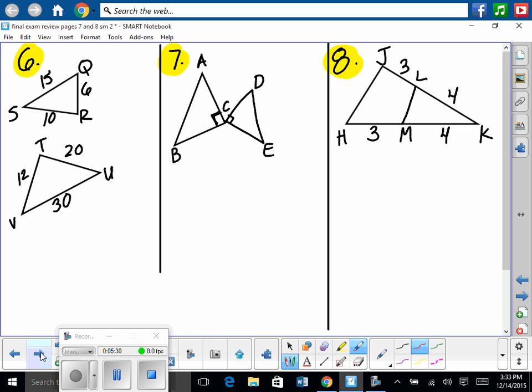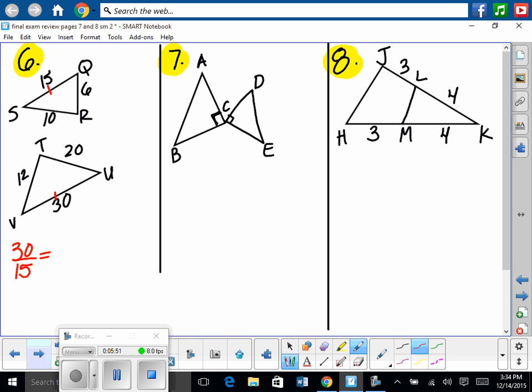Okay, in these we're supposed to state if the triangles are congruent, and if they are, or if they're similar, and if they are, we come up with a similarity statement. So we're going to first check the ratios of corresponding sides. So first of all, 30 is the largest side on this triangle. The largest side on this one is 15. So those are corresponding sides.